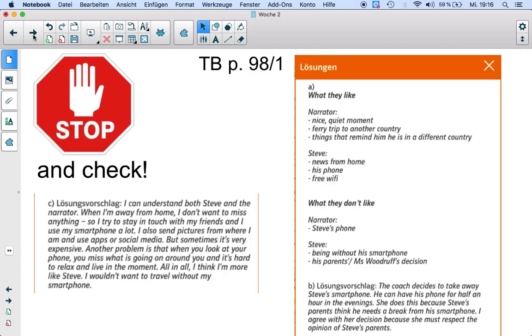So then we go on, and you can stop this picture here and please check all the answers you wrote down so far. This is page 98, number 1. Stop the film and compare these answers with your answers, and also please write down the correct versions and mark your mistakes. Okay, I'm going to show you the other answers now.